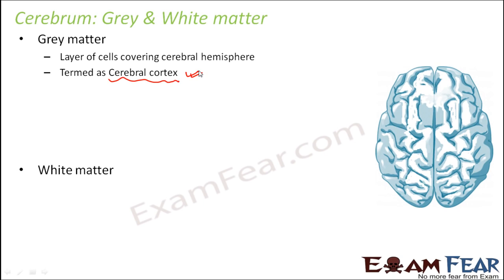Now, this region is gray in color due to a high concentration of neuron cell bodies. So, a lot of neuron cell bodies are situated here. The cell bodies give this outermost layer that grayish color. Now, this area performs several complex functions. For example, memory, thinking, intelligence, all these things happen from this area.